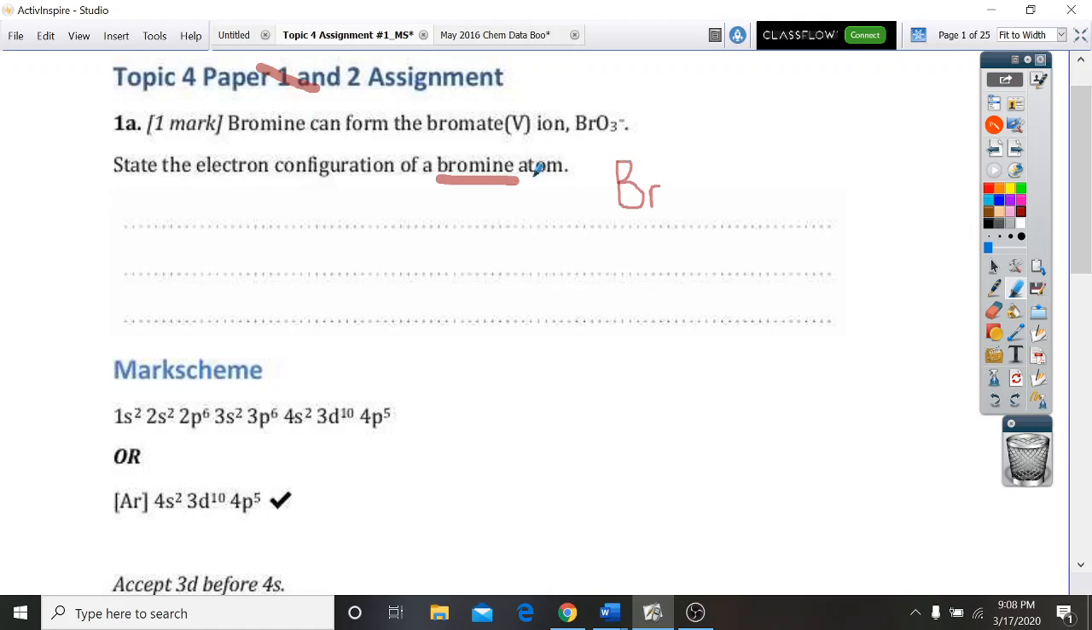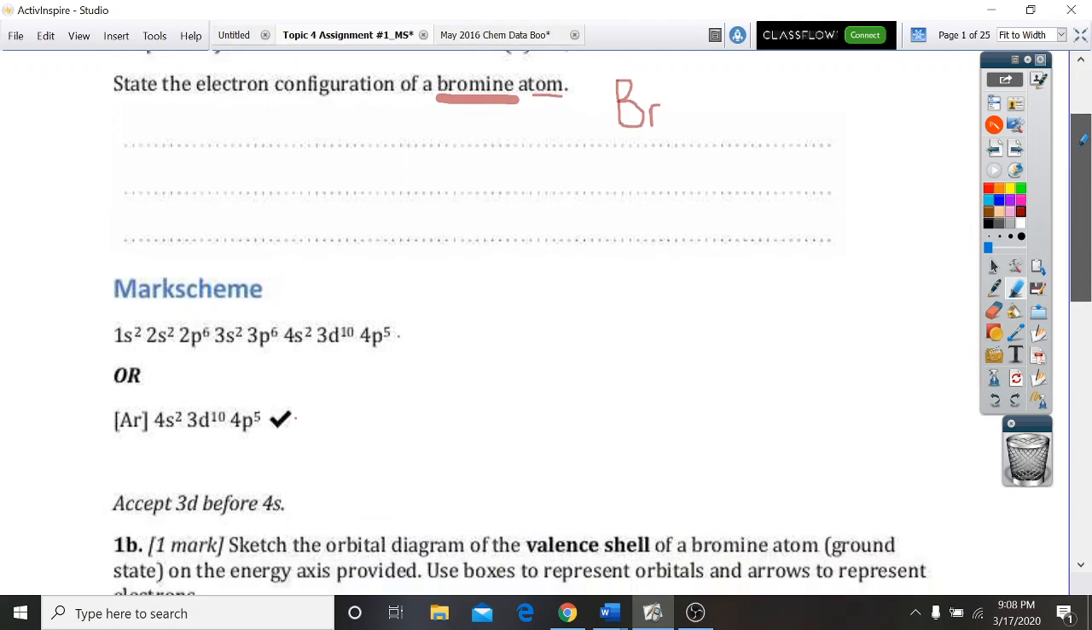Br is the atom in this case though, so you should have done the configuration for just Br, and they gave you both answers here. This mark scheme is also going to be uploaded for you to view and be able to check your answers after I input your grade.